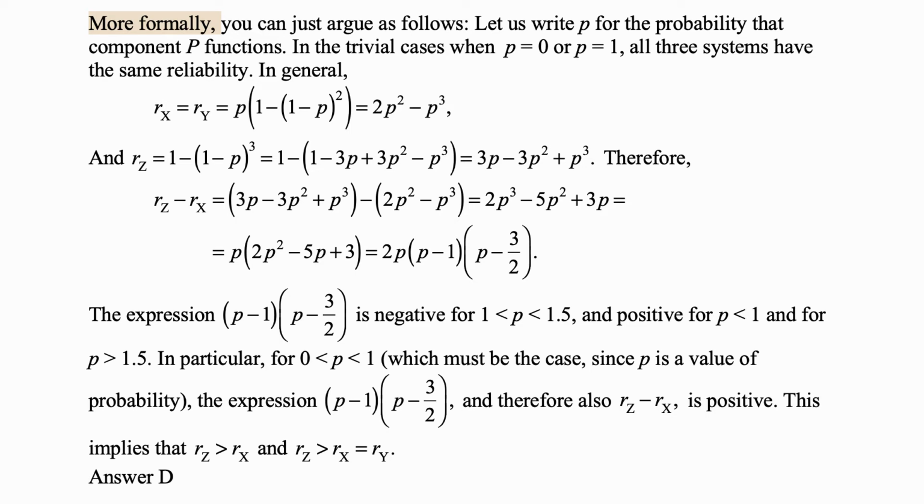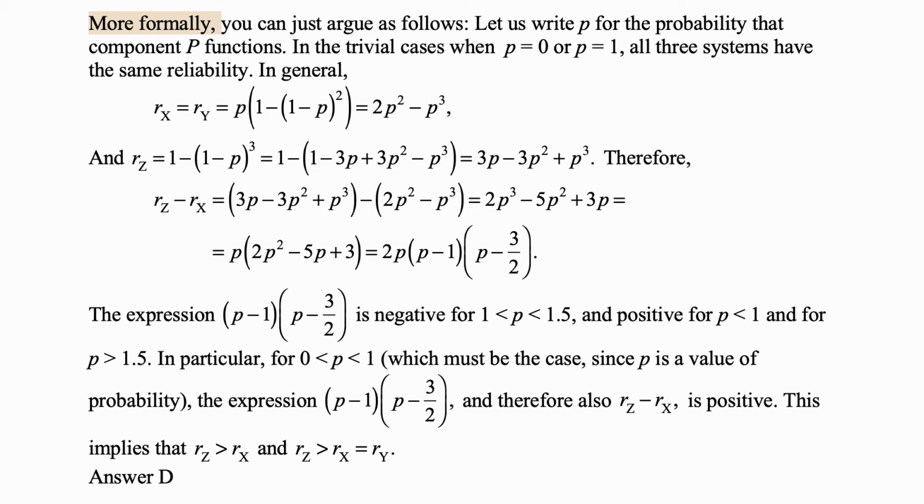In the trivial case, when P is equal to 0 or P is equal to 1, all three systems have the same reliability. In general, Rx equals Ry equals P times (1 minus P) squared. So it's 2P squared minus P cubed. And Rz is equal to 1 minus (1 minus P) cubed, because of the completely parallel nature of that one, while X and Y have two components in parallel and one in line with those two in parallel.